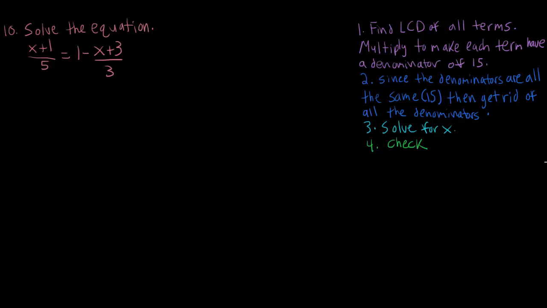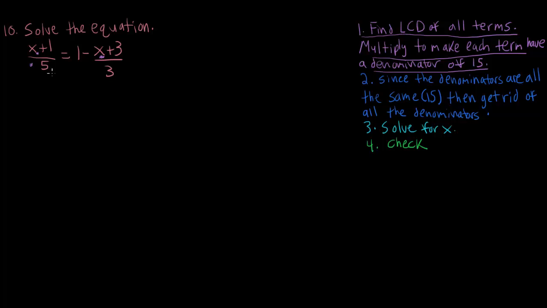10. Solve the equation. X plus 1 over 5 equals 1 minus x plus 3 over 3. First step, we want to find the LCD of all terms, and we should multiply to make each term have a denominator of 15. So in this equation, we're solving for x. But we have a fraction on this side and 2 terms on the right side. We want to get the lowest common denominator of all of these terms.